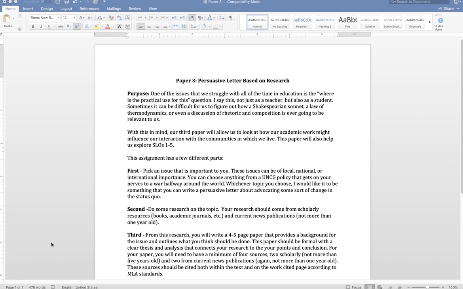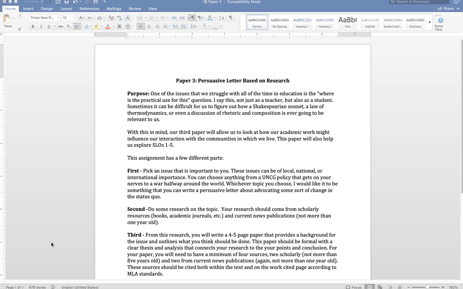Purpose. One of the issues that we struggle with all of the time in education is, where is the practical use for this question? I say this not only as a teacher, but also as a student. Sometimes it can be difficult for us to figure out how, say, a Shakespearean sonnet or a law of thermodynamics or even a discussion of rhetoric and composition is ever going to be relevant to us. With this in mind, our third paper is going to allow us to look at how our academic work might influence our interaction with the communities in which we live.